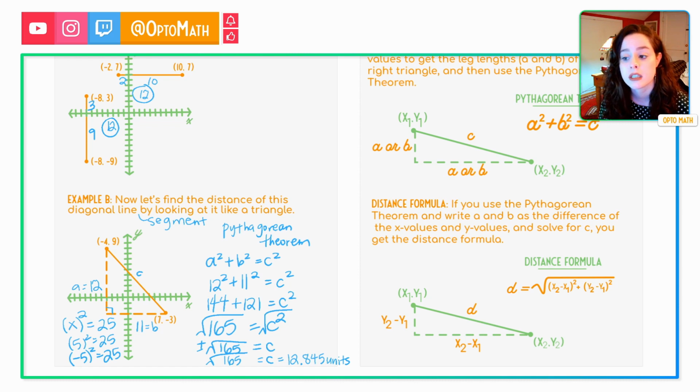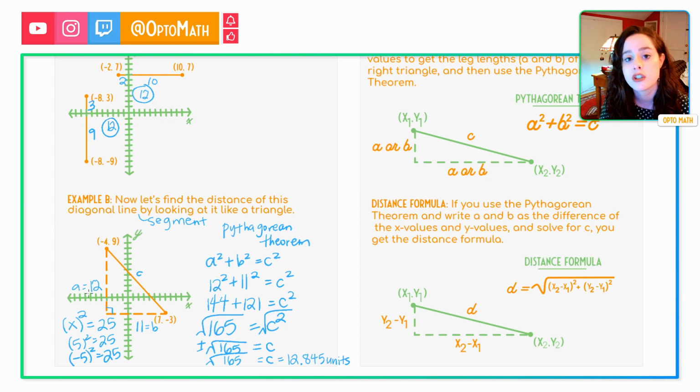Let's look at the distance formula. If you use the Pythagorean Theorem and write A and B as the difference of the x values and y values and solve for c, you get the distance formula. So what I mean here is the distance formula is really just the Pythagorean Theorem. Let's take a look at example B, and I'll show you what I mean by writing your A and B as the difference between the y's and difference between the x's. We got this 12 by counting the 9 and the negative 3 and knowing that negative 3 is positive because it's a distance. So more like reasoning through it and using the graph as our tool.